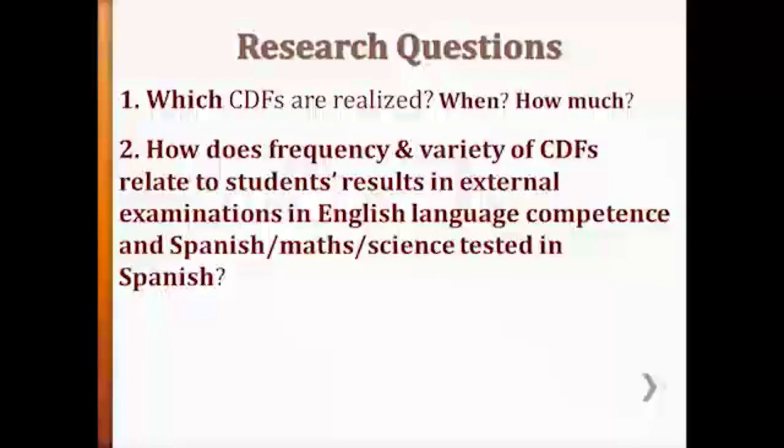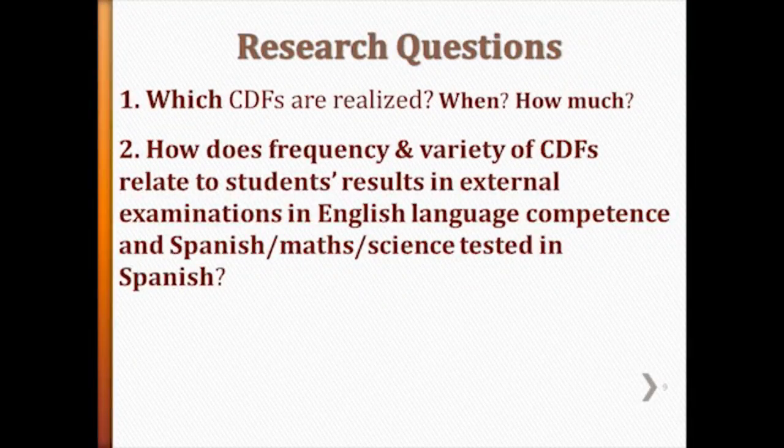When do they perform them, and how much? So what is the frequency? How do the frequency and variety of these cognitive discourse functions that students perform in a task relate to the results that they obtained both in this general English external examination, and in another examination that all sixth graders have in the Comunidad de Madrid at the end of primary on social science, Spanish, and mathematics, and they all do it in Spanish, regardless of whether they attend a bilingual school or not.